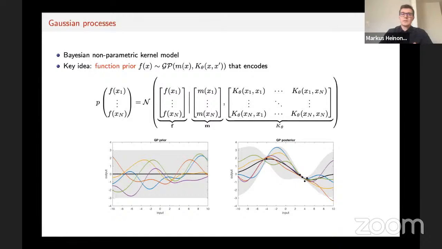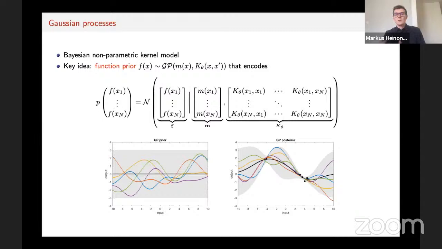and that induces the whole model. The main idea of Gaussian processes can be encoded in just a single equation. We are interested in the joint distribution of multiple function values at different locations. Under Gaussian processes, that is a Gaussian with a mean vector coming from the mean function and a covariance matrix coming from the kernel function. When we draw from the Gaussian process prior, we simply draw from a Gaussian with mean zero and the kernel matrix, which comes directly from the kernel function evaluations.